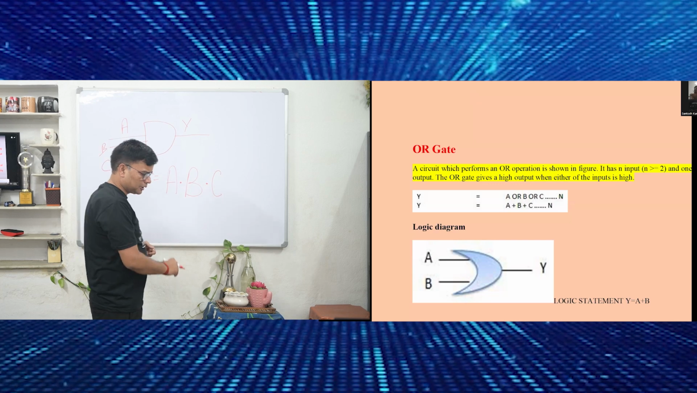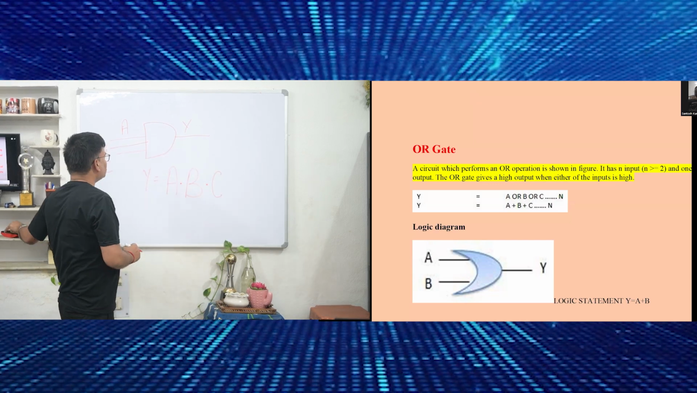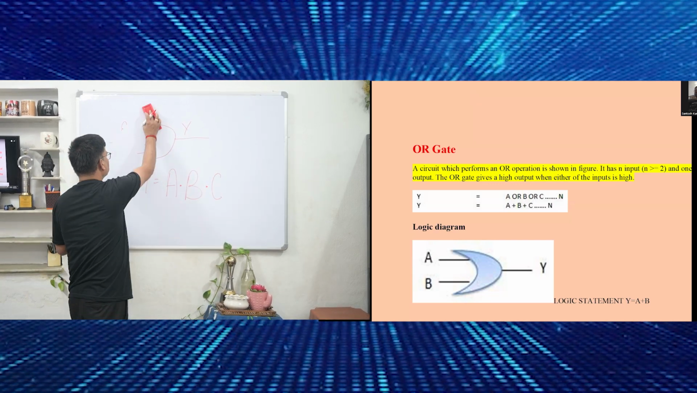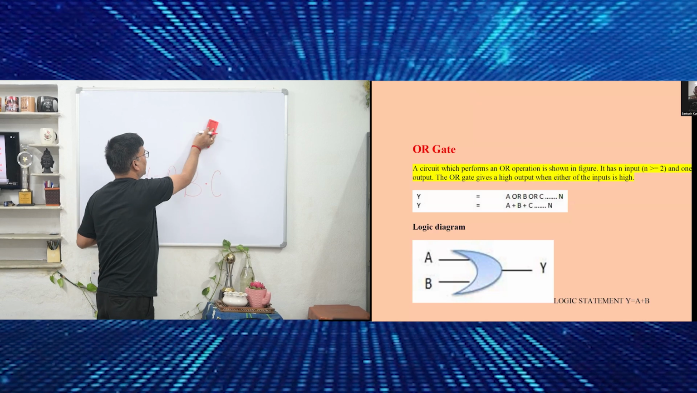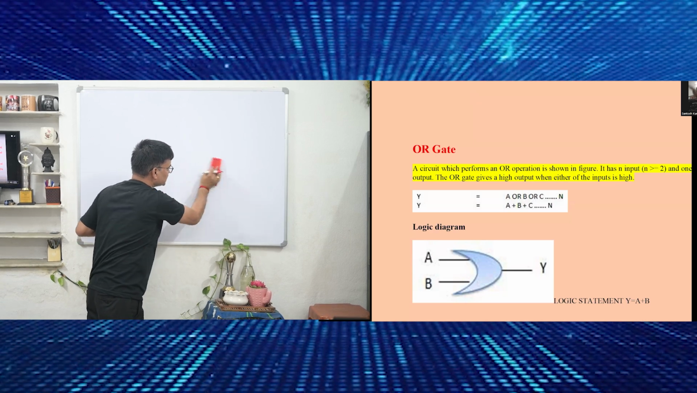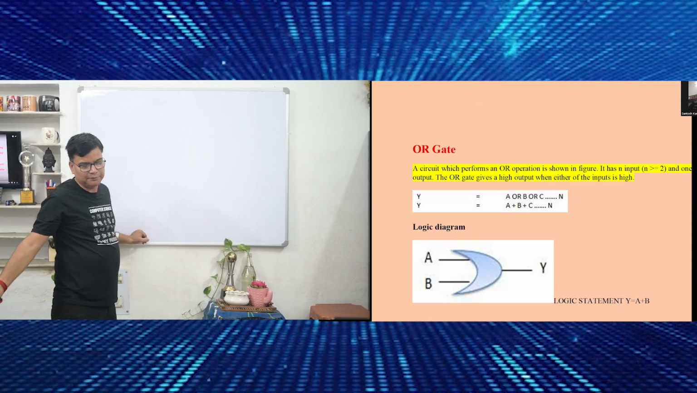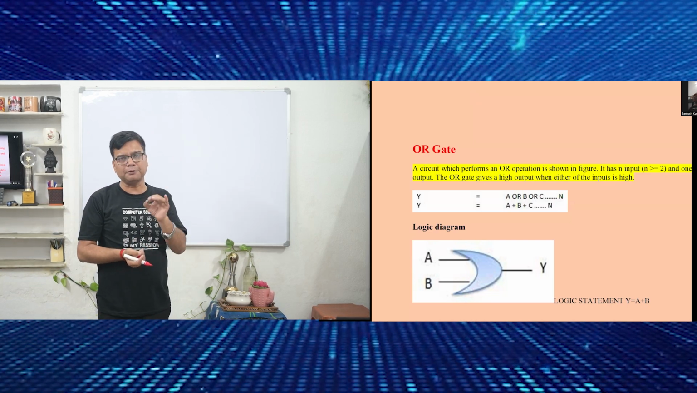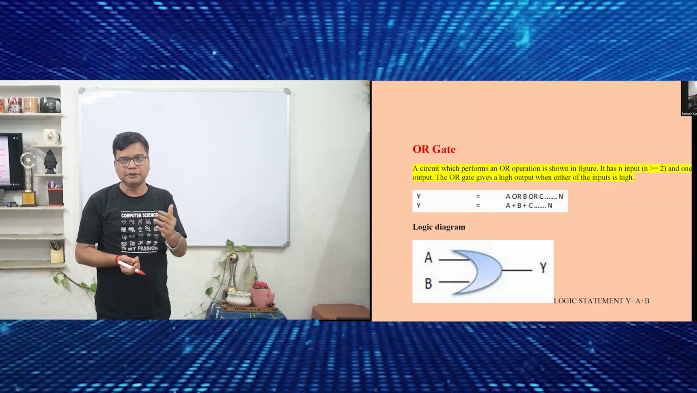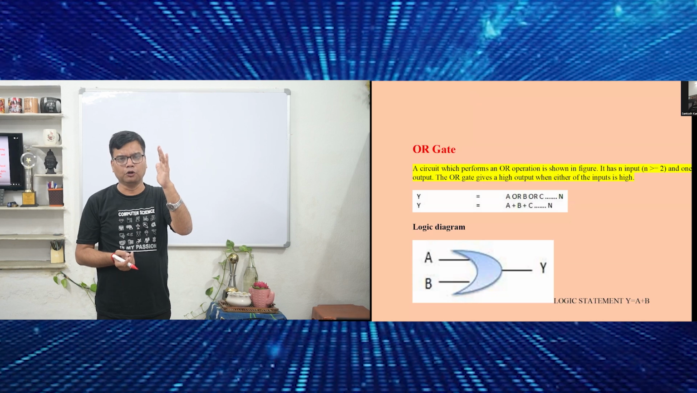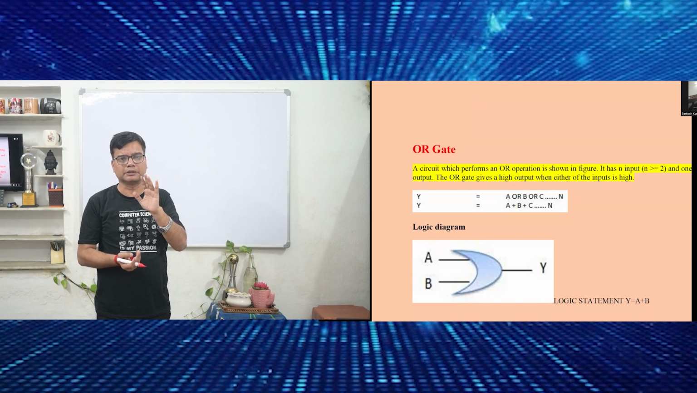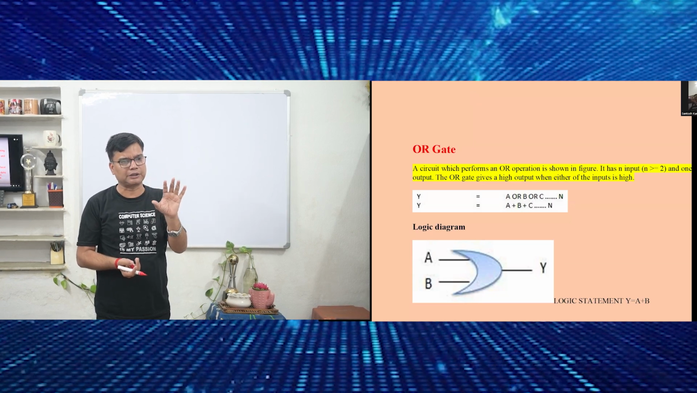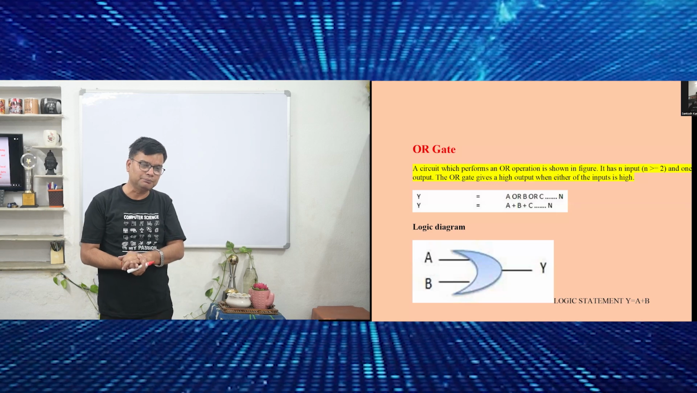Next, let us talk about the OR gate. What is an OR gate? The OR gate gives a high output when either of the inputs is high. If I say, if a student gets 90% and above and he has got a gold medal in his sports, any sports activities, then he will get the admission.